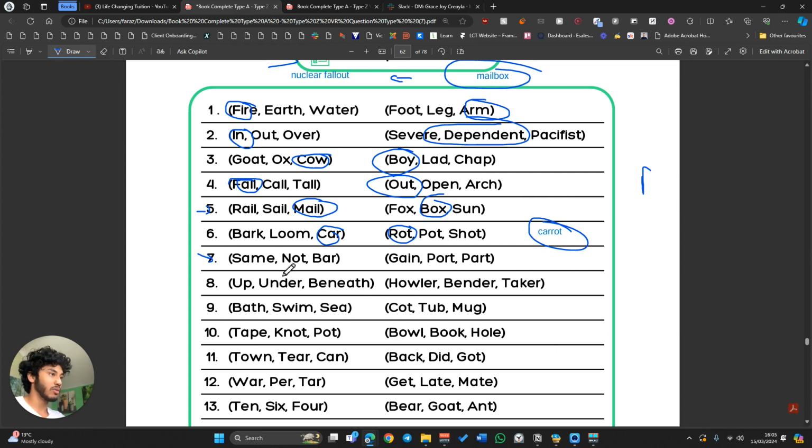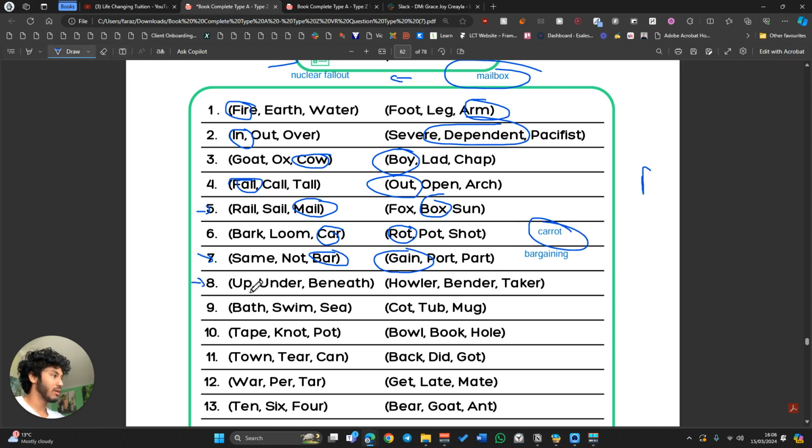Same gain, same port, same part. Not gain, not port, not part. Bargain. Alright. Bargain. If you're bargaining for something, you're sort of negotiating.